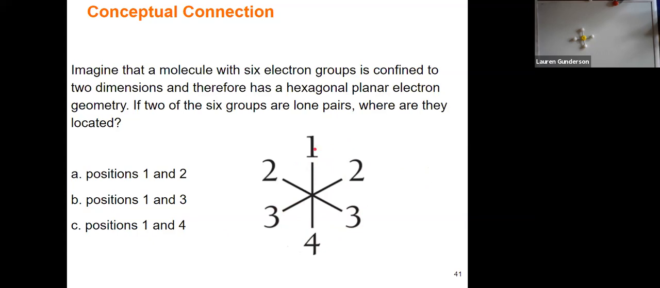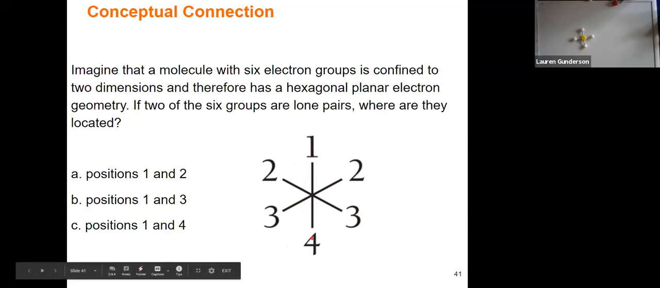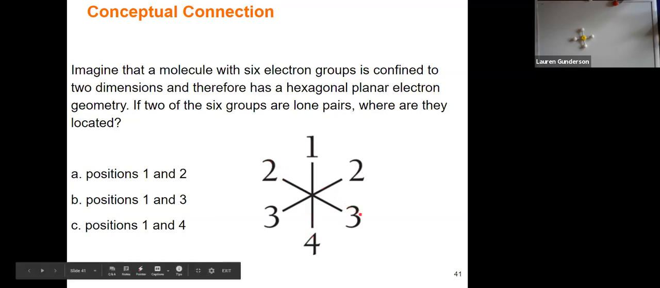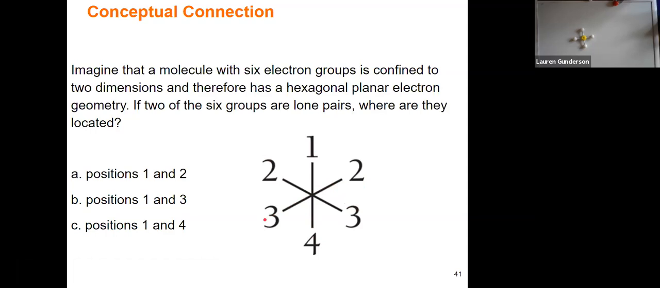So would your lone pairs want to be in positions 1 and 2? No, that's too close together. 1 and 3, it's better, but it's still too close together. 1 and 4, in this case, would be the preferable position because they would have enough distance from one another. 2 and 3 would also be fine because that would be 180 degrees from one another.